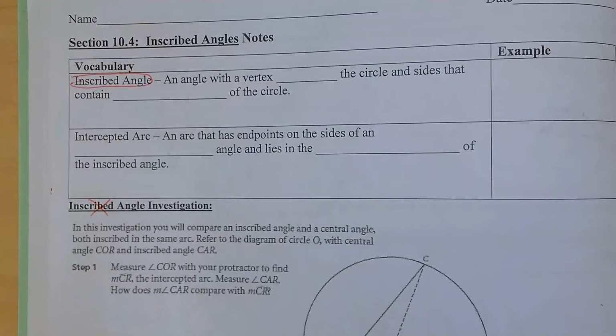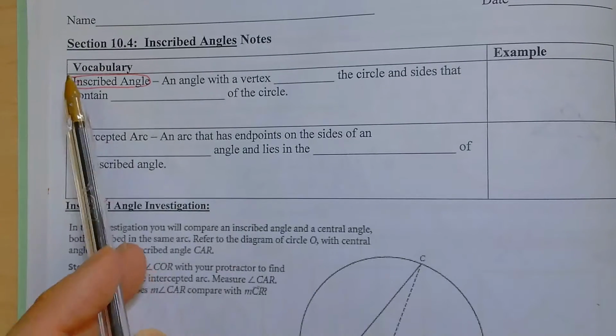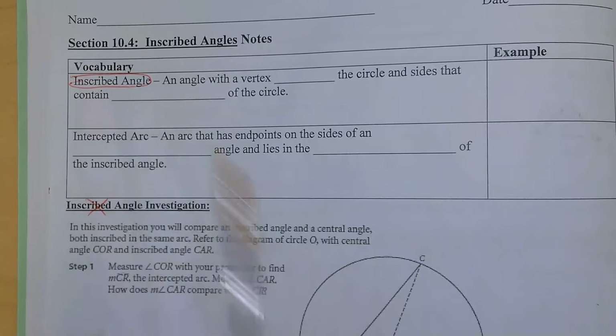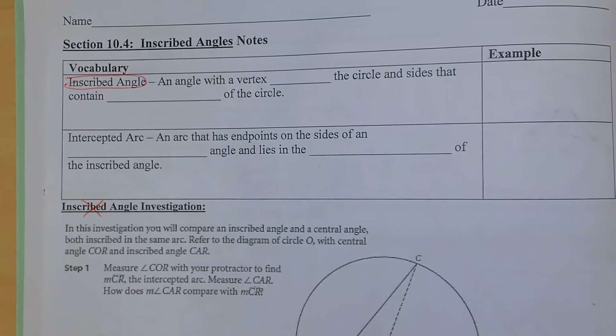Moving on to section 10.4, and we're going to introduce a new type of angle. You guys already know about central angles and that they're at the center of the circle. We're going to be adding on something called an inscribed angle, where the part that says "in" gives you an idea that it's still inside the circle, but it's not going to be at the center.